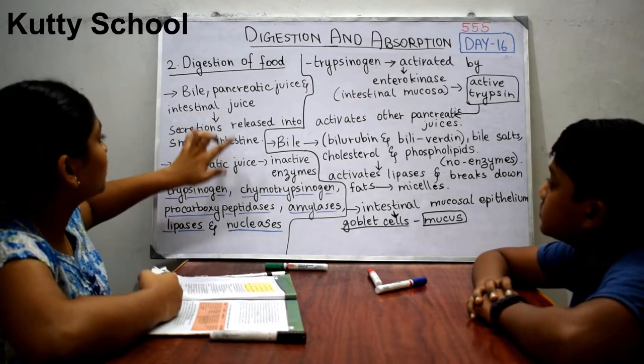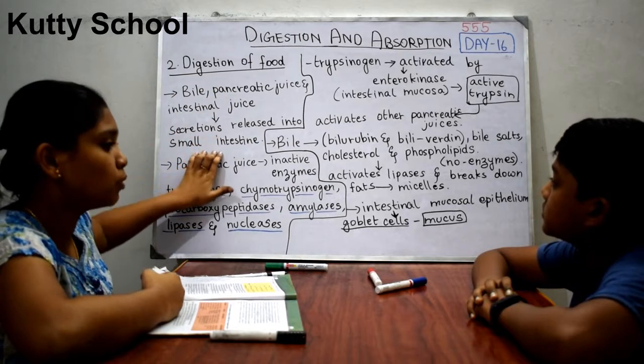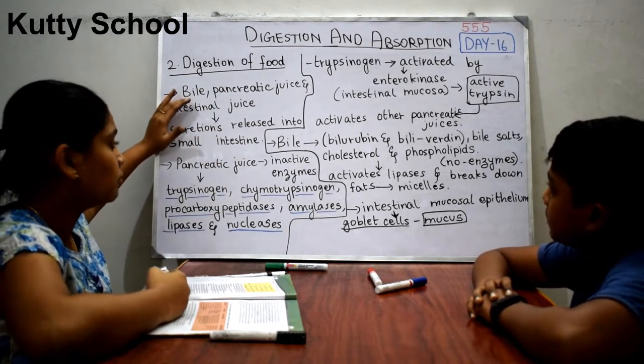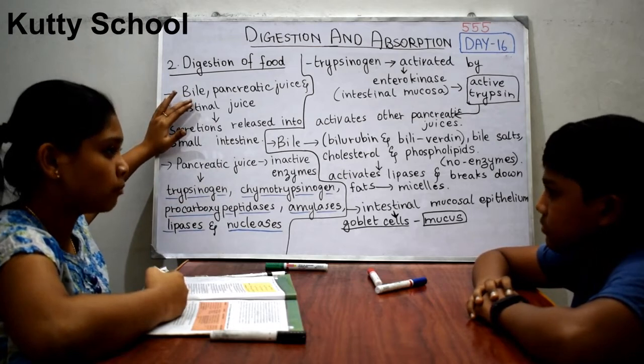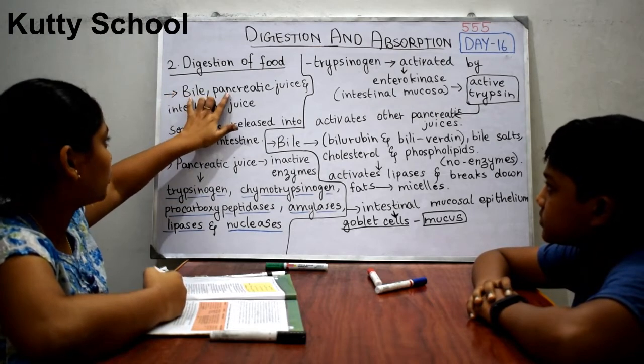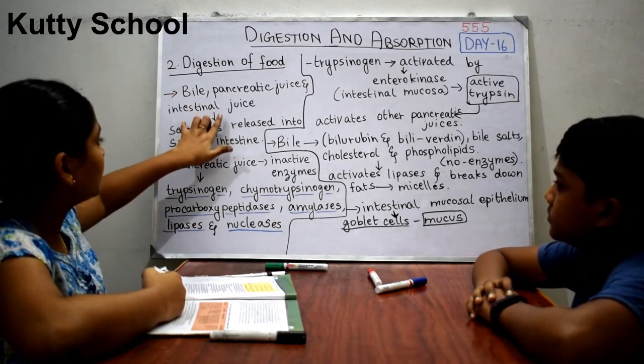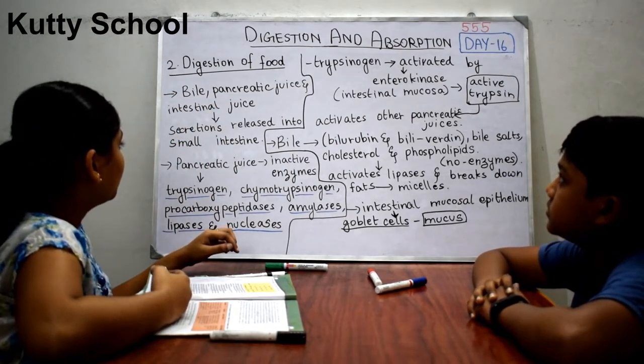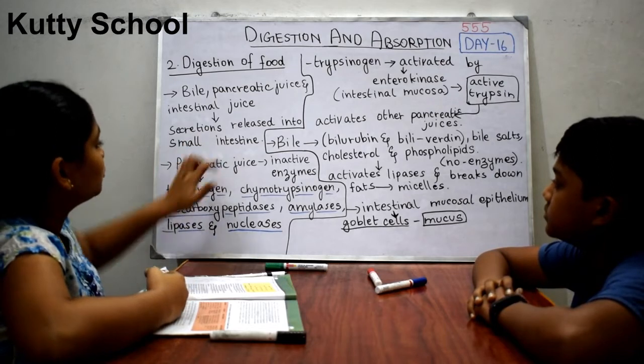These secretions are released into the small intestine. Bile and pancreatic juice are both released through the hepatopancreatic duct, and the intestinal juice is secreted by the intestine. So these three are released into the small intestine.